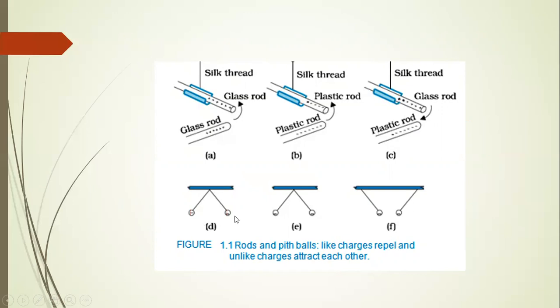Here you can see two positive charges will repel each other, and figure E shows two negatively charged bodies, or two negative charges, which will also repel each other. And in the last, one negative charge and one positive charge. Here it is the positive charge. So one negatively charged body and one positively charged body will attract each other. So like charges repel and unlike charges attract each other.